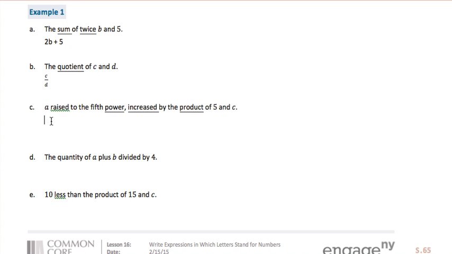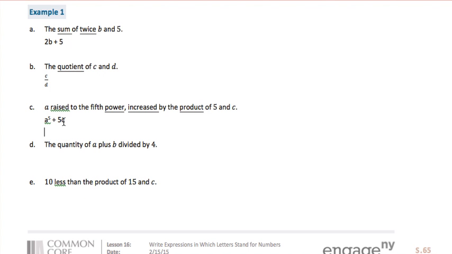A raised to the 5th power, increased by, which means add, the product of 5 and c. There we have a to the 5th power plus 5c. Multiplication, addition, and raised to the power.